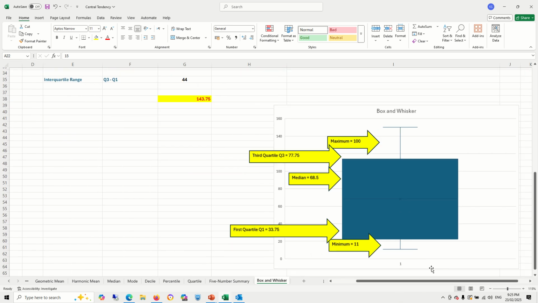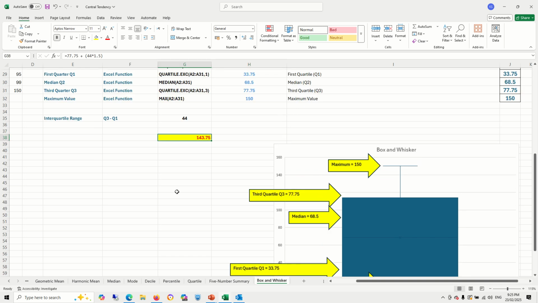Now if you look at the box and the whisker, see what happens. The maximum value becomes 150. It's not 100. So in this situation, we can say in this example that we have outliers. The maximum value becomes an outlier because it is exceeding 1.5 times the interquartile range above the third quartile.